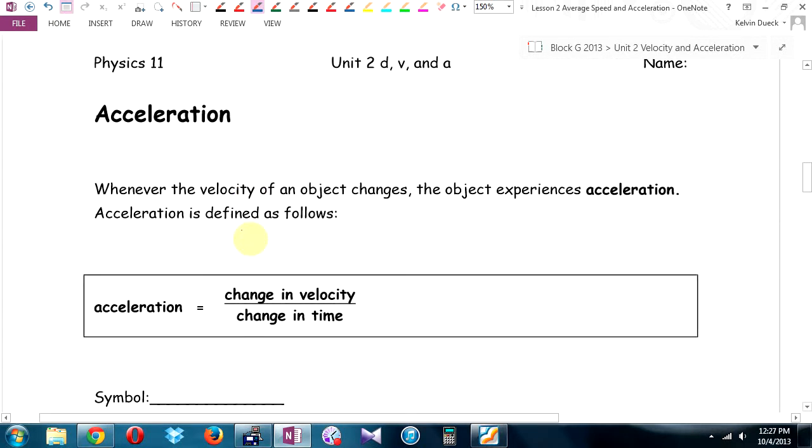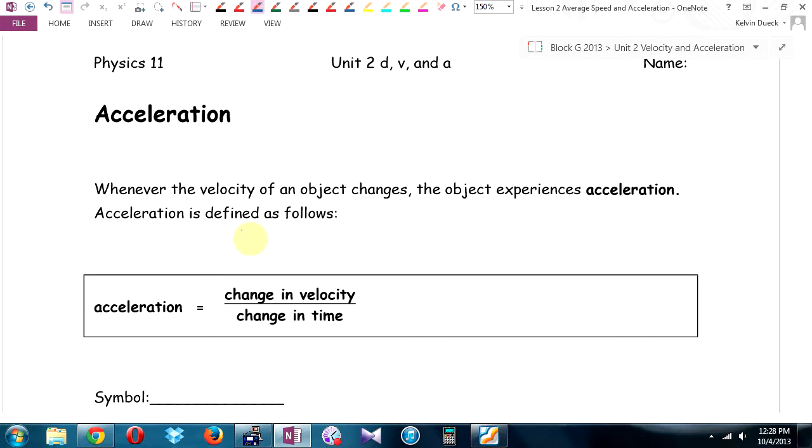Acceleration. Whenever the velocity of an object changes, the object experiences acceleration. In fact, acceleration is defined as follows. It's a change in velocity over a change in time. Now, how can your velocity change? Two different ways. You can change the magnitude, or you can change the direction. So all of you have experienced acceleration in a car when they step on the brakes or when they step on the gas, because the magnitude of your velocity is changing.